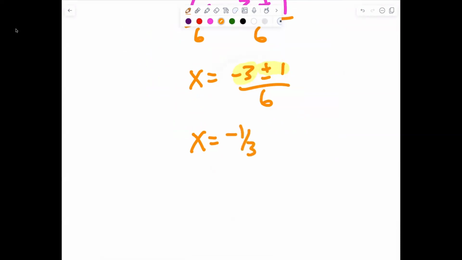Negative 1/3. Then we're going to do negative 3 minus 1. What's negative 3 minus 1? Negative 4 over 6 reduces to what? Yeah, easy. Negative 2/3.